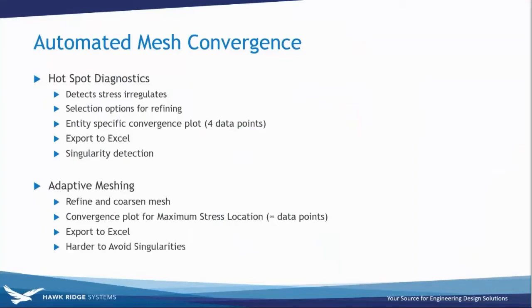So this tool does not allow user input on where to refine the mesh. So it can sometimes be more difficult to avoid singularities, and it can get really caught up on them. The H-adaptive method is only available for solid elements.